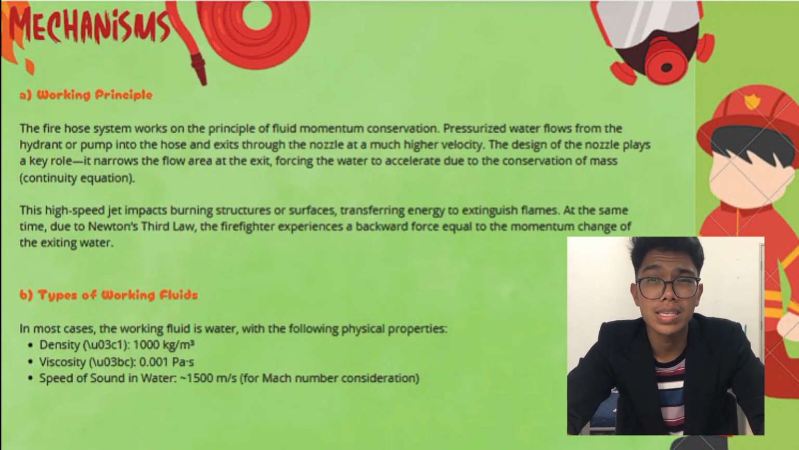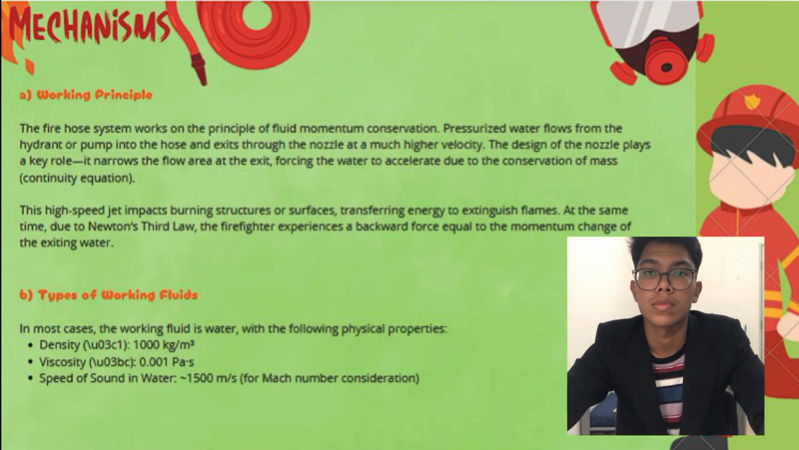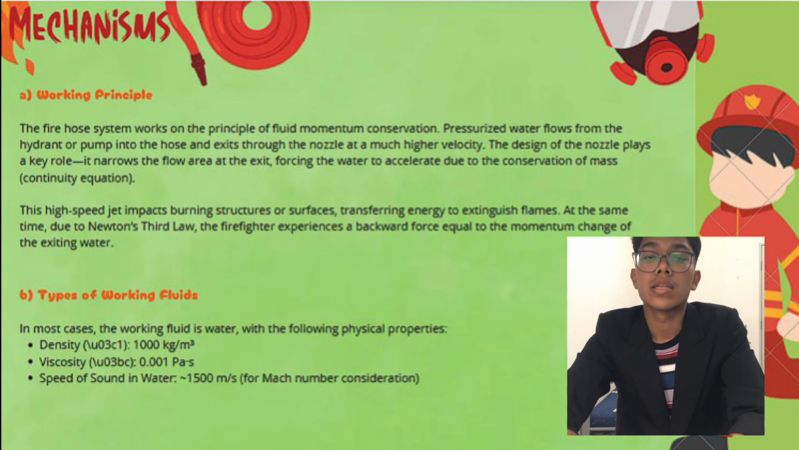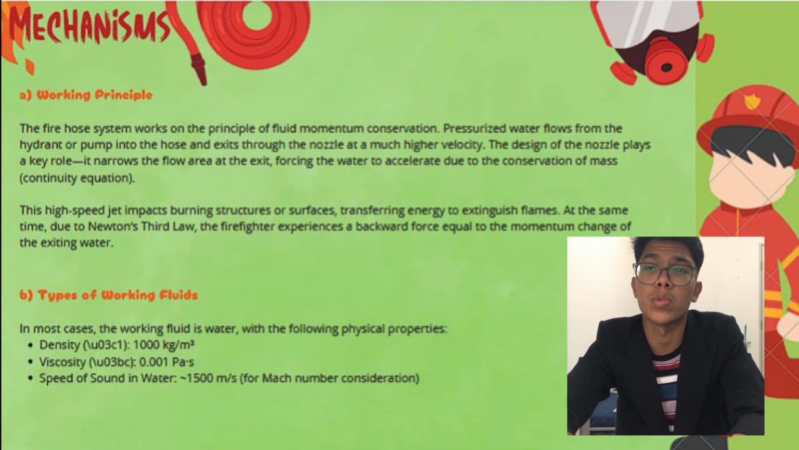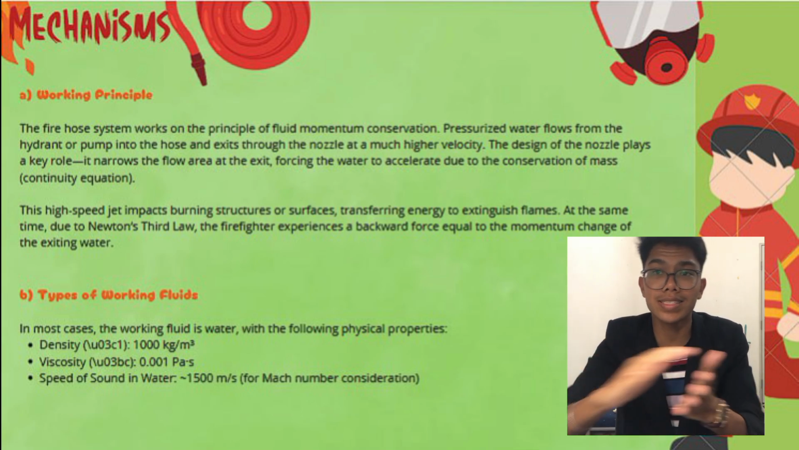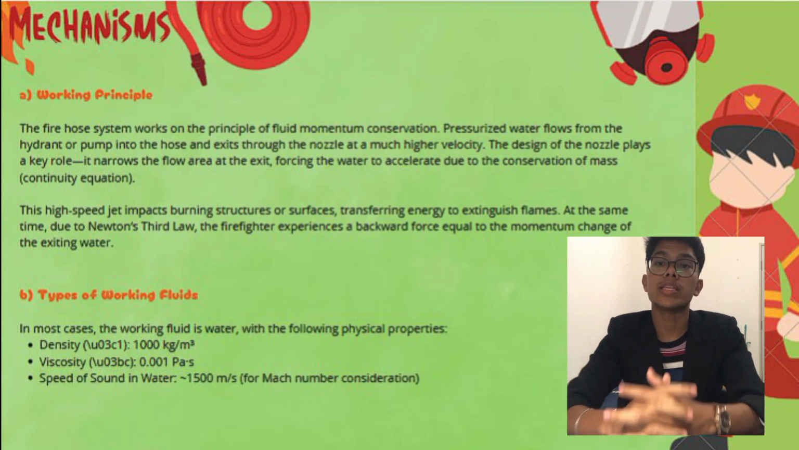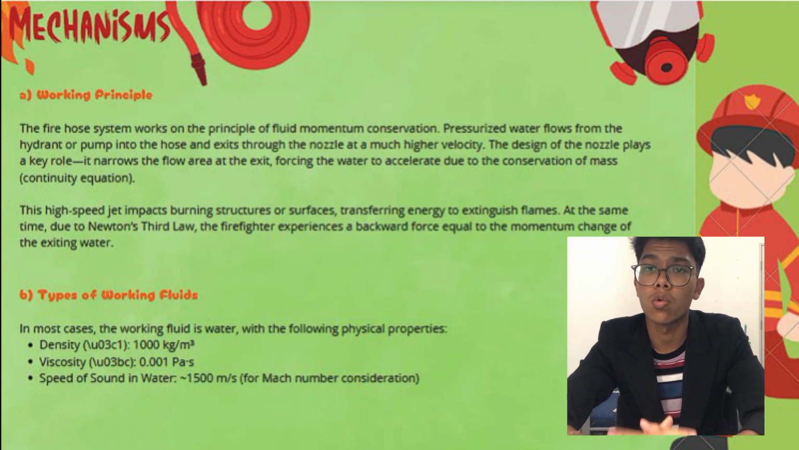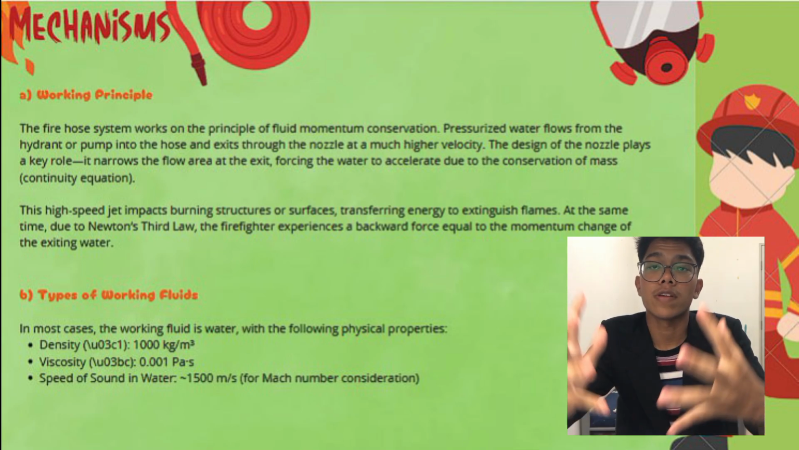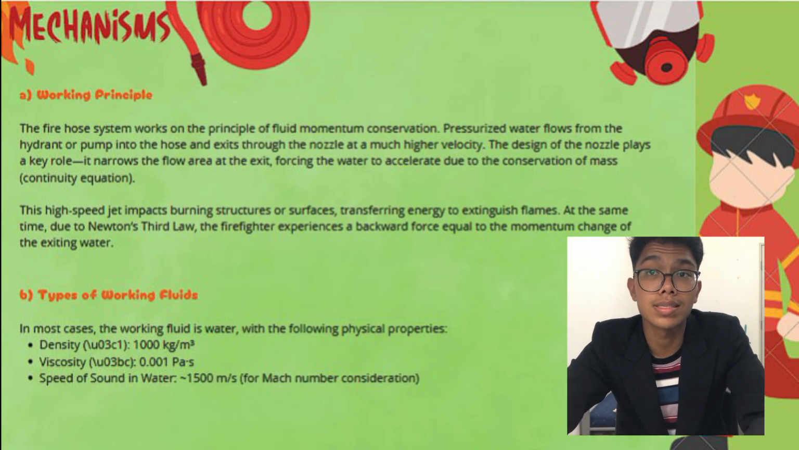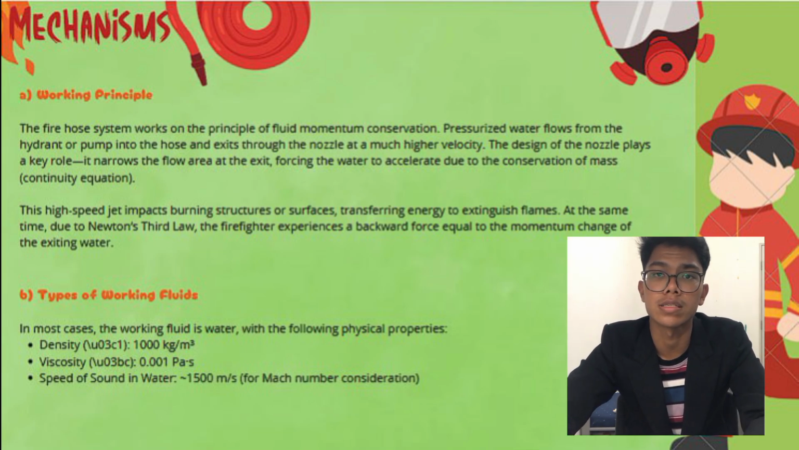Now I'll be explaining the mechanism behind the fire hose nozzle and how it relates to momentum flow analysis. Firstly, the working principle. The fire hose operates based on the conservation of momentum. Pressurized water flows from a hydrant or pump into the hose and then exits through a narrow nozzle at a much higher speed. Due to the continuity equation, when the nozzle gets narrower, the water speeds up. This fast-moving jet helps deliver water over long distances, but according to Newton's third law, this creates an opposite reaction force, a recoil, which pushes back on the firefighter.